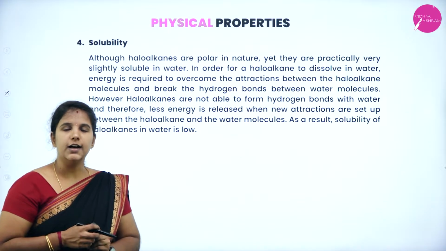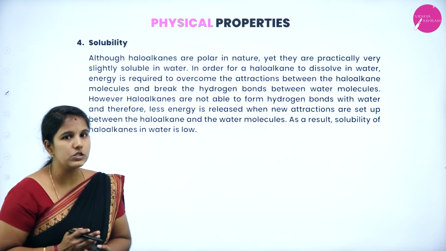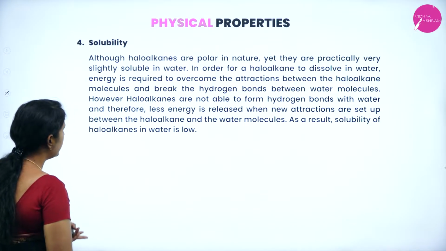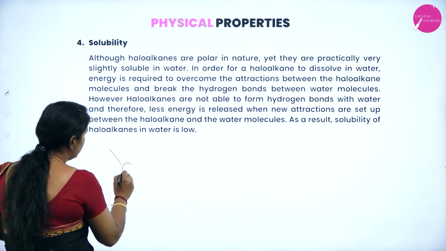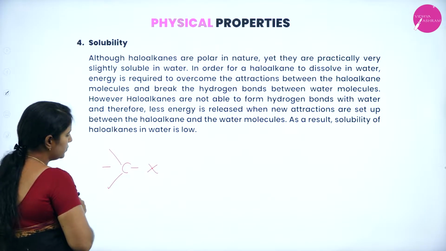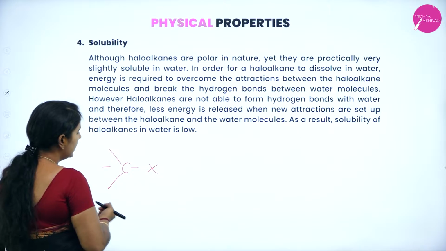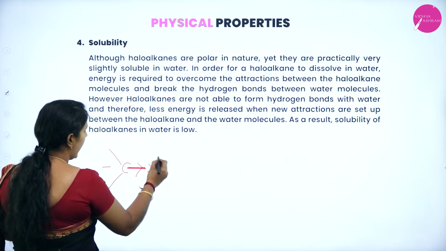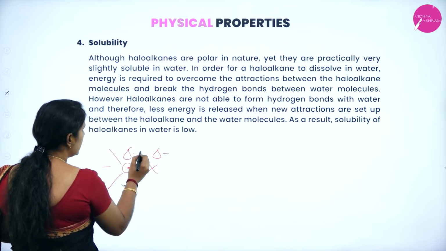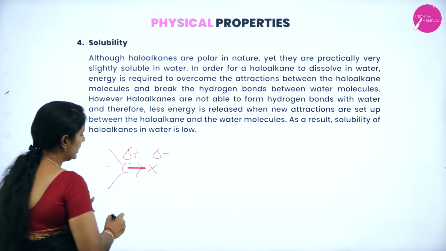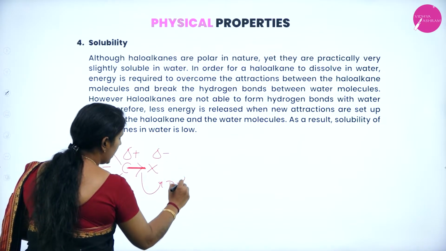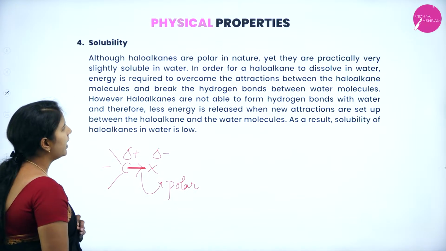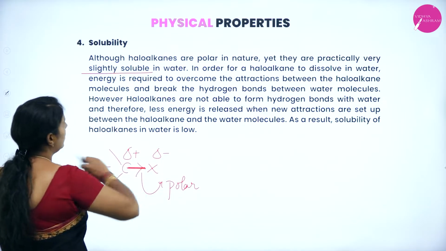We will see whether haloalkanes or haloarenes are soluble in water or not. Although haloalkanes are polar in nature, why are they polar? We have already understood that they have a carbon-halogen bond. The carbon donating its bond towards the halogen gets a partial positive charge, and the halogen gets a partial negative charge, so the bond is polar. Although haloalkanes are polar in nature, yet they are only slightly soluble in water.